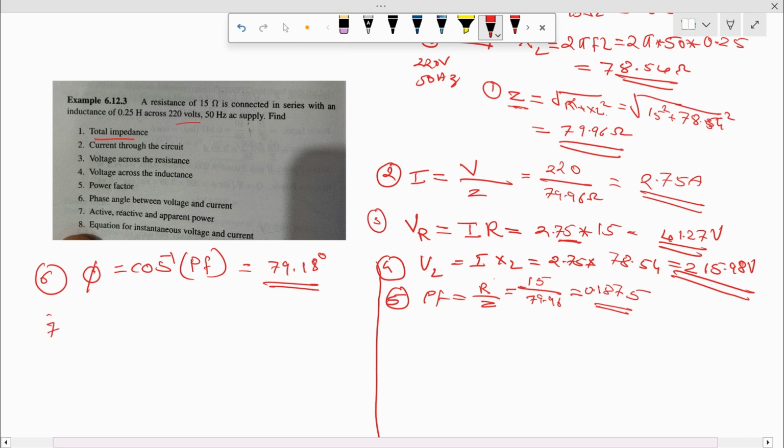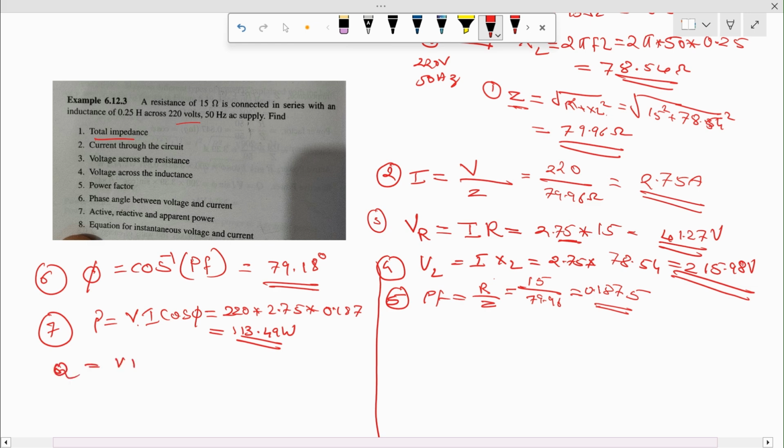Then what about the active and reactive power? Simple. What is active power? P equals VRMS into IRMS into cos phi. So voltage is given as 220, current is 2.75, cos phi is 0.1875. So what will be the watts power consumed? Active power will be 113.49 watts.